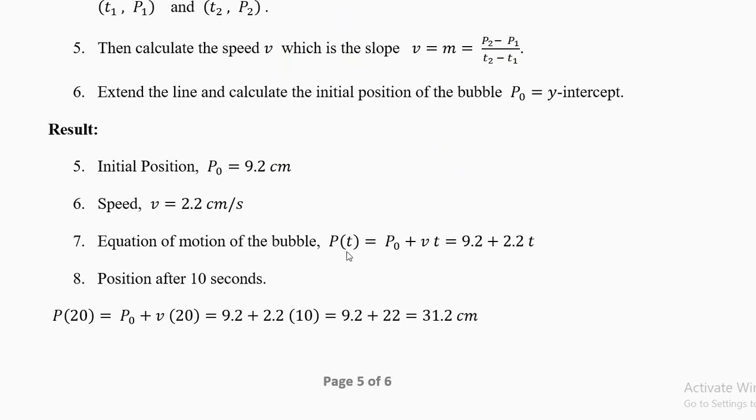So the equation is P of t equal to P0 plus velocity times time. There is no acceleration: 9.2 plus 2.2t. Now find the position after 10 seconds. This is the question. Read the question carefully. So write 10 here, write 10 here. This is a typing mistake that will be corrected. 2.2 times 10 is 22. 22 plus 9.2 is 31.2 centimeters.